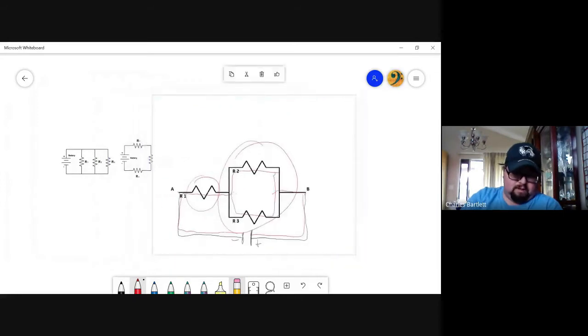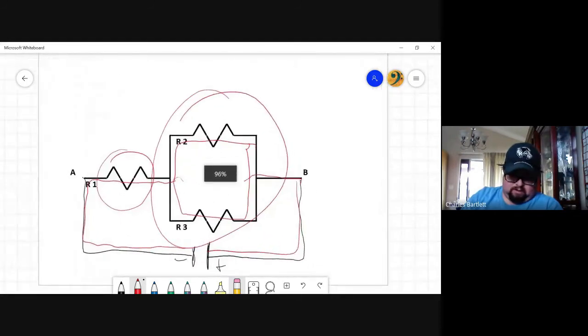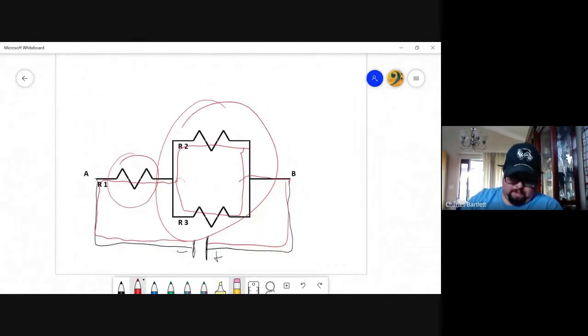Hey, there's where those went. I wondered where those disappeared to. Apparently my parallel circuit just went right over them.